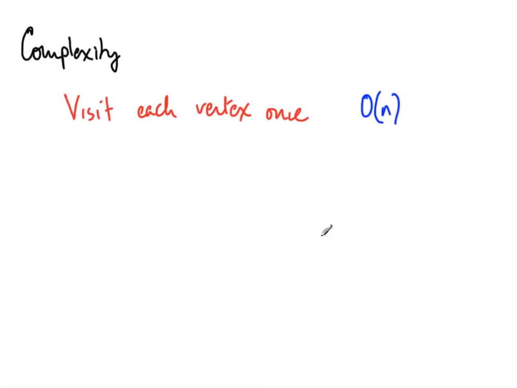So what is the complexity of DFS? The first observation is that DFS visits each vertex once. So there is an obvious order n factor to be considered. Now we have to see what happens when we actually visit each vertex, and this depends on the representation.